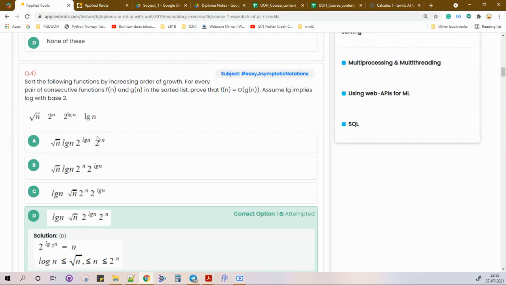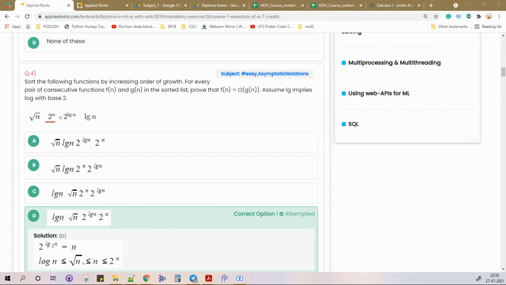So lg is always log base 2. We need to compare these four functions in increasing order of growth. The smaller first, then bigger and bigger in terms of asymptotic time complexity. So let's do it. We just need to look for some trivial answer.